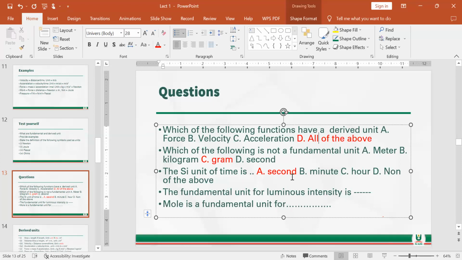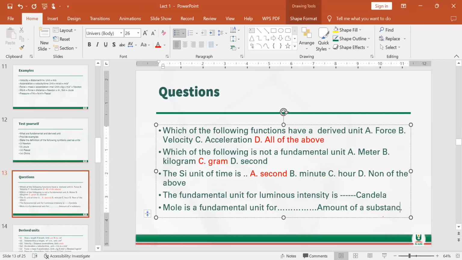The SI unit of time is A, second, B, minute. And so you have this, it is actually second. The fundamental unit for luminous intensity is what? Candela. We don't use it commonly, that's why some of you may not be familiar. The SI unit for luminous intensity is candela. So mole is a fundamental unit for what? Amount of a substance. Now we have candela here.